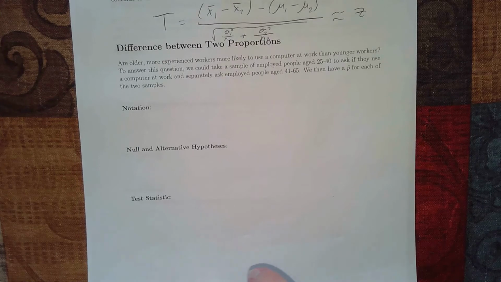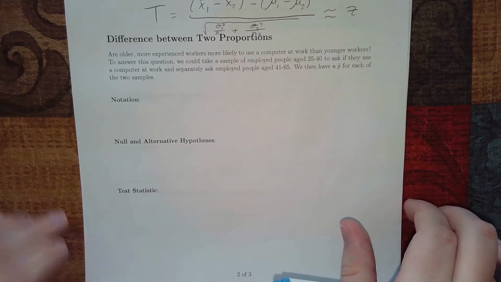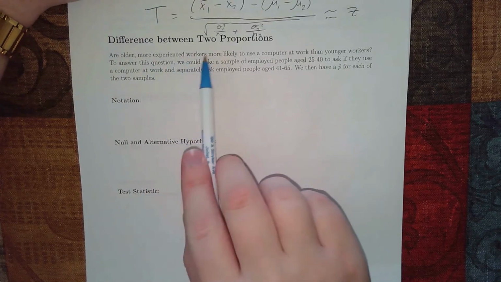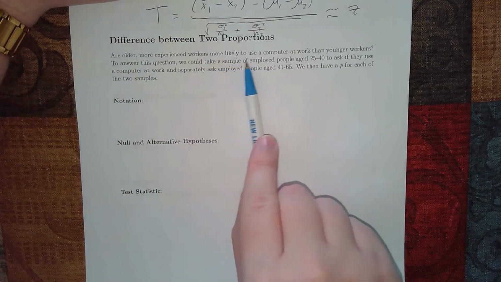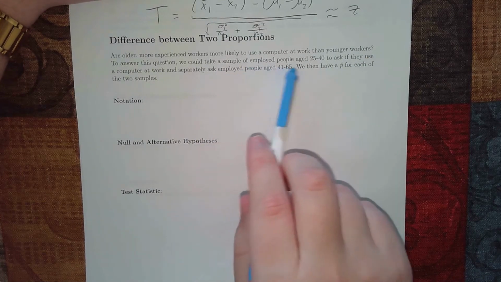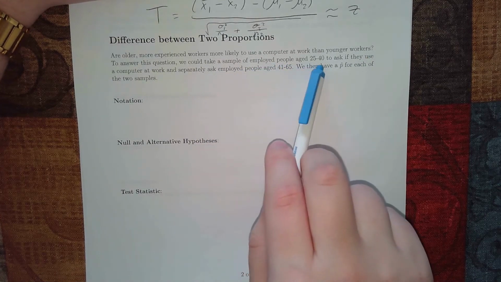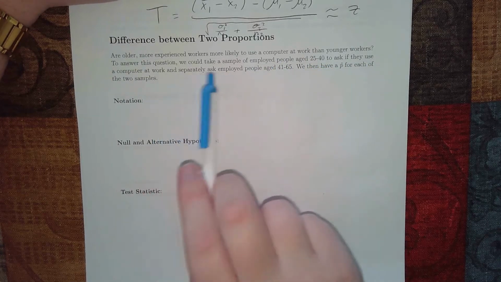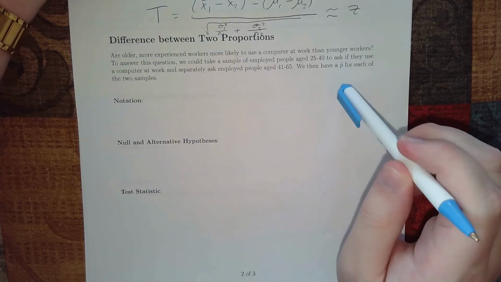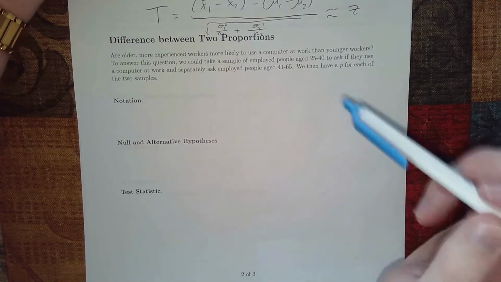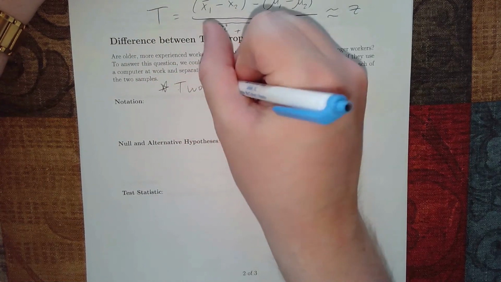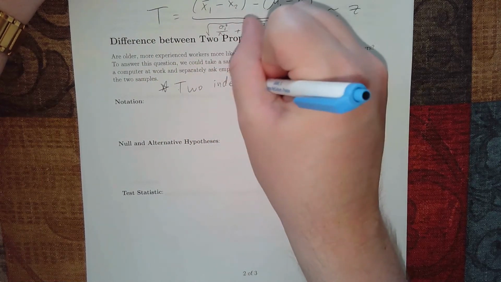We also could talk about the difference between two proportions. So here a question that might be asked is something along the lines of, are older, more experienced workers more likely to use computer at work than younger workers? To answer this question, we could take a sample of employed people ages 25 to 40 and ask if they use computer at work, and separately ask people 41 to 65 if they use computer at work. And then what this does is this gives us a proportion for each of our two samples. So again, we have two independent samples.